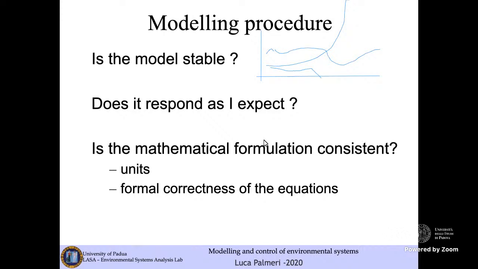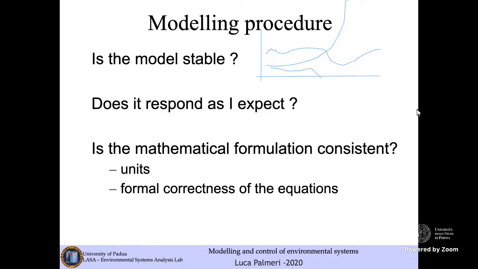The second question the modeler always poses is: is the model responding as I expect? This is exactly what I meant when I was describing to you the story of dissolved oxygen and temperature. So I'm verifying that the model is including my understanding of the system.